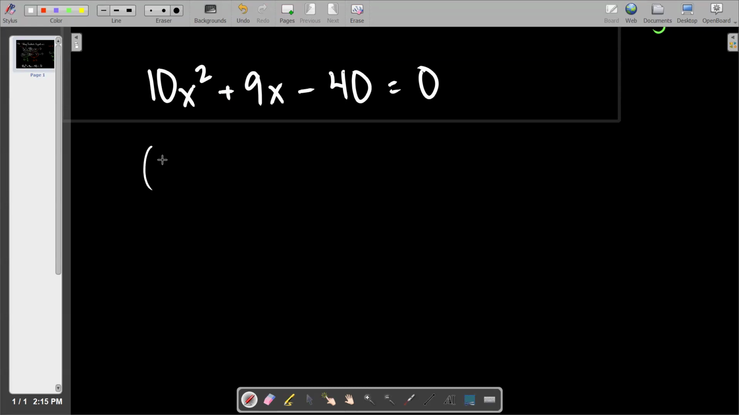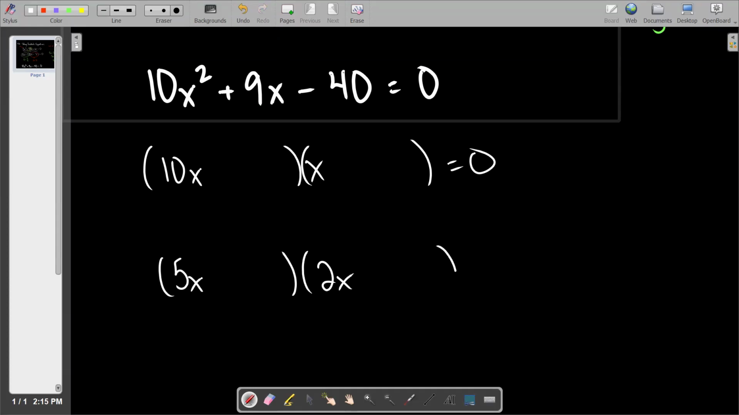So like the last one, I knew that it had to be a 5x and a 1x, end of conversation. This one can be 10x and 1x, or it can be a 5x and a 2x. And again, because this is not a lesson on factoring, I feel like that's kind of old news. You guys get all that. So we do know this.